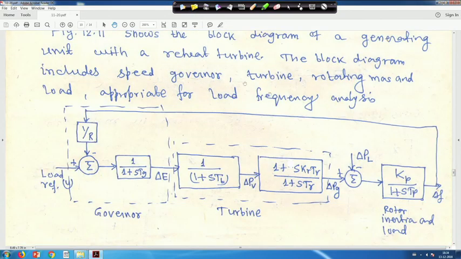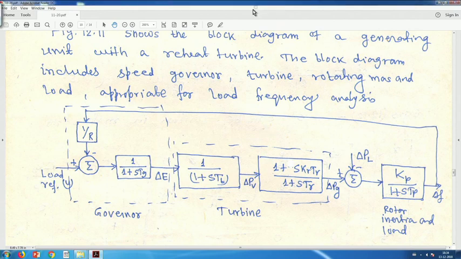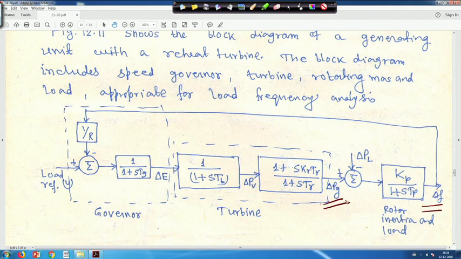This rotor inertia and load together we call the power system part. If you look into it, there are 4 state variables: this is 1, 2, 3 and this is 4. So we have to write down those equations in the state space form, that means x1 dot, x2 dot, like this.